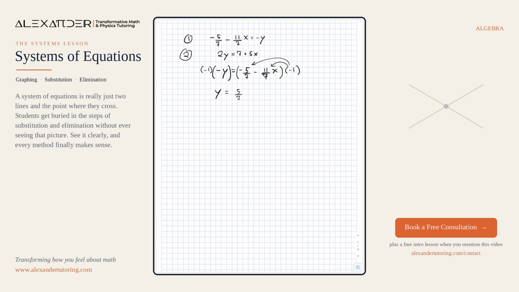And -1 times -11 over 7x is positive 11 over 7x. Okay, we've successfully done step one, which is to isolate a variable of our choice. Step two is to substitute that variable into the equation that you didn't use. So I used equation number one here.